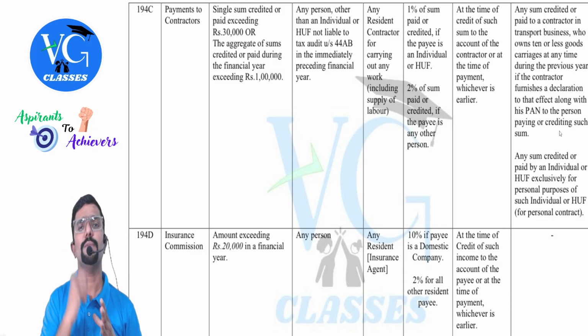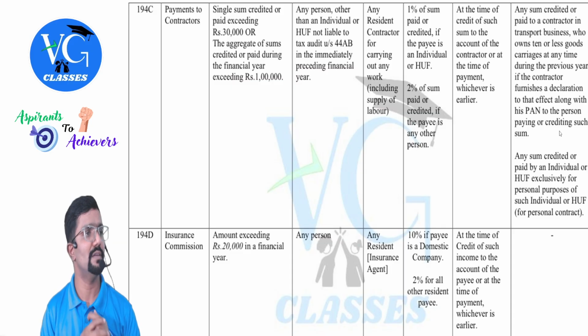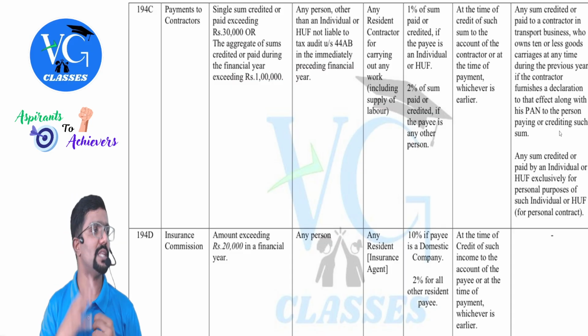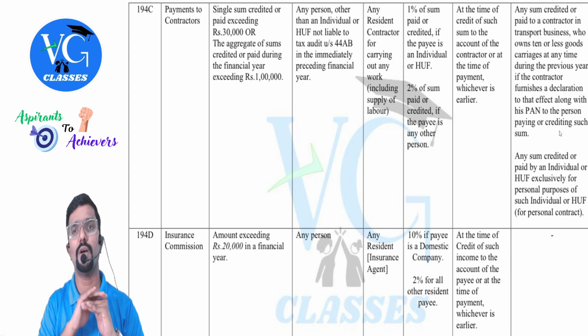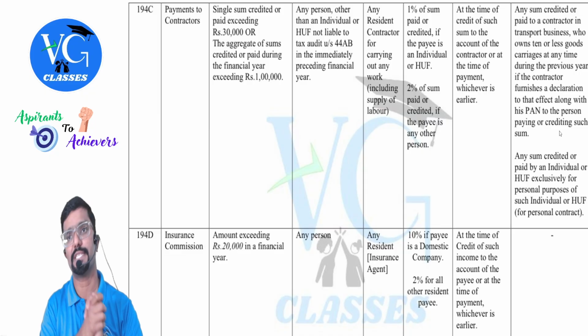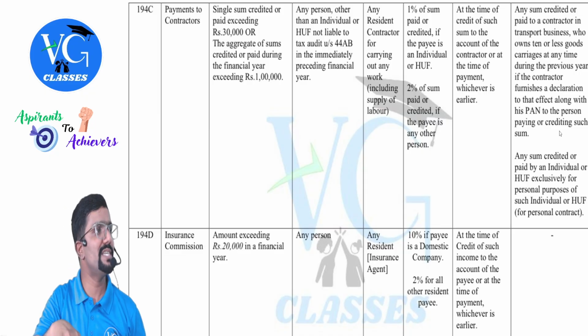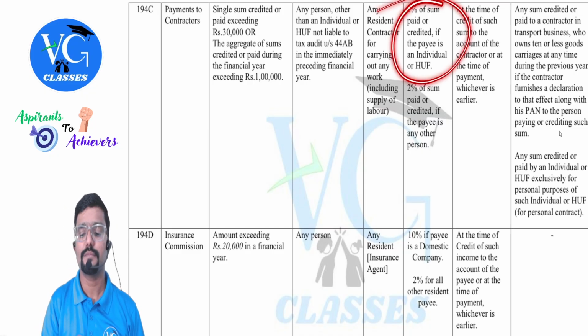Sir, what if only a single payment is made in 1 year to one person? Then the threshold limit is 30,000. If it is within 30,000, no TDS. More than 30,000, on the entire amount, TDS has to be deducted. Sir, TDS has to be deducted at what rate, sir?